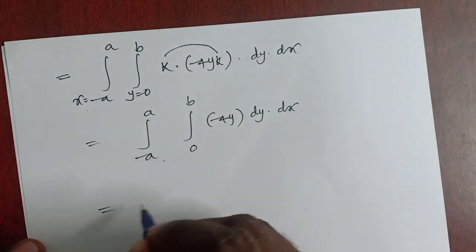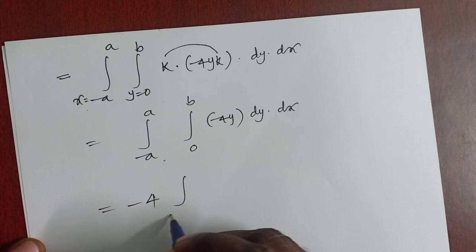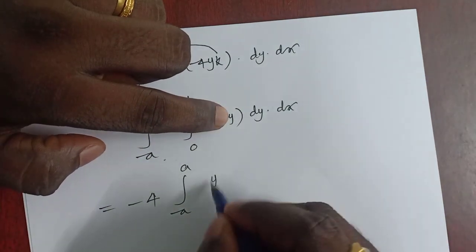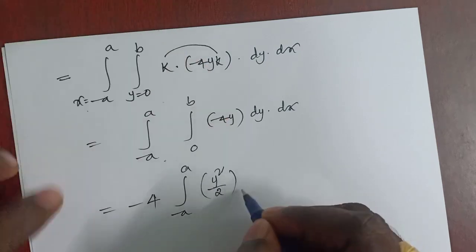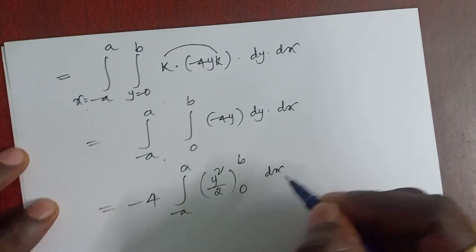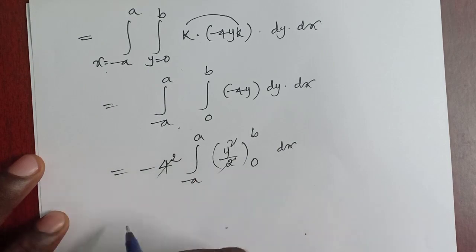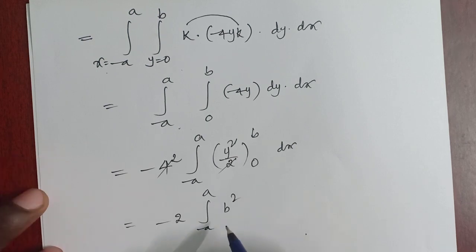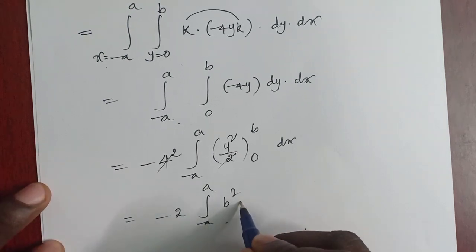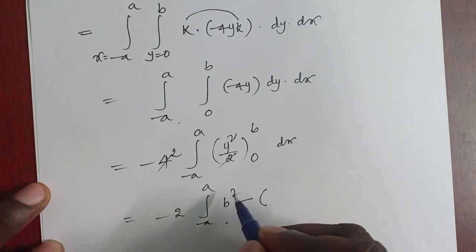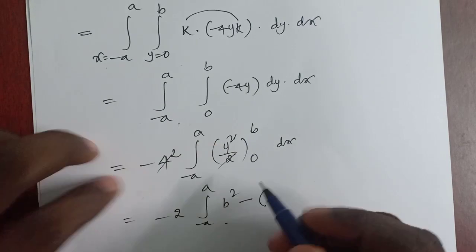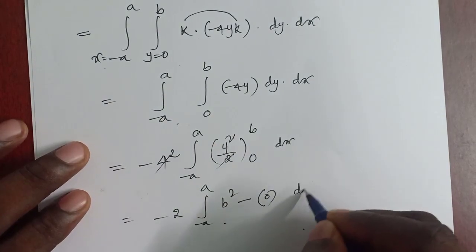Take minus 4 constant outside. So minus 4, integral from minus a to a. So integration of y is what? y square by 2. And the boundaries are from 0 to b, dx. Now the two 2s get cancelled. So minus 2 integration from minus a to a. Substitute the upper boundary, b square, minus the lower boundary, which is 0, so that it is 0. So now I take this 0 dx.